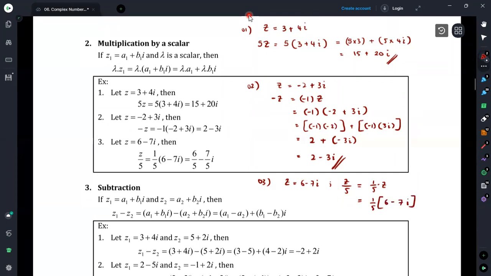Using the same concept, we can obtain the answer. Here the real part multiplied with this, then we'll get 6 over 5. Then the imaginary part multiplied with 1 over 5, then we'll get minus 7i over 5.